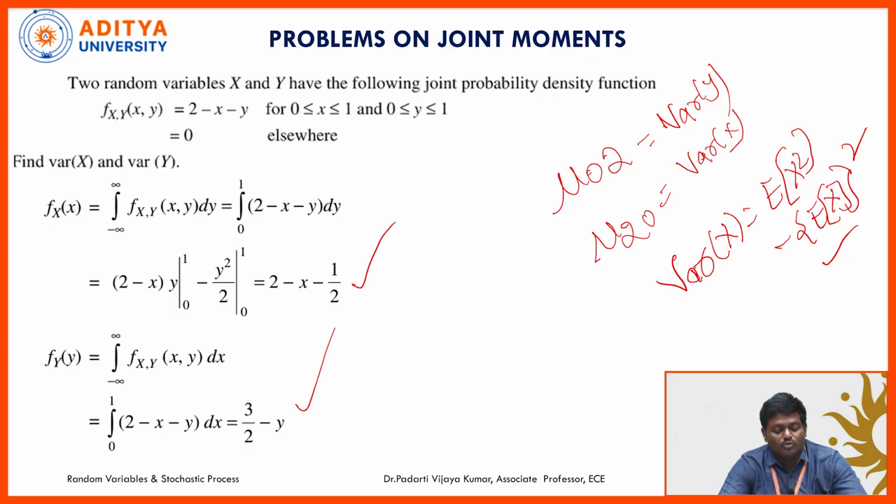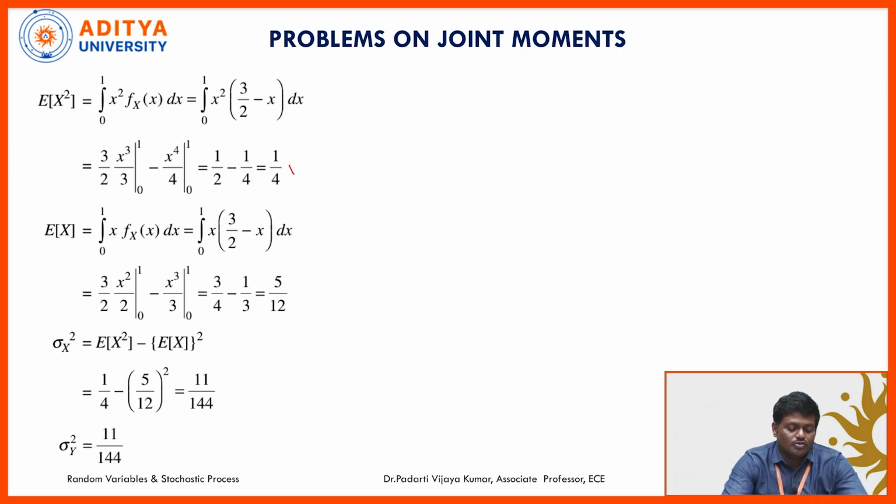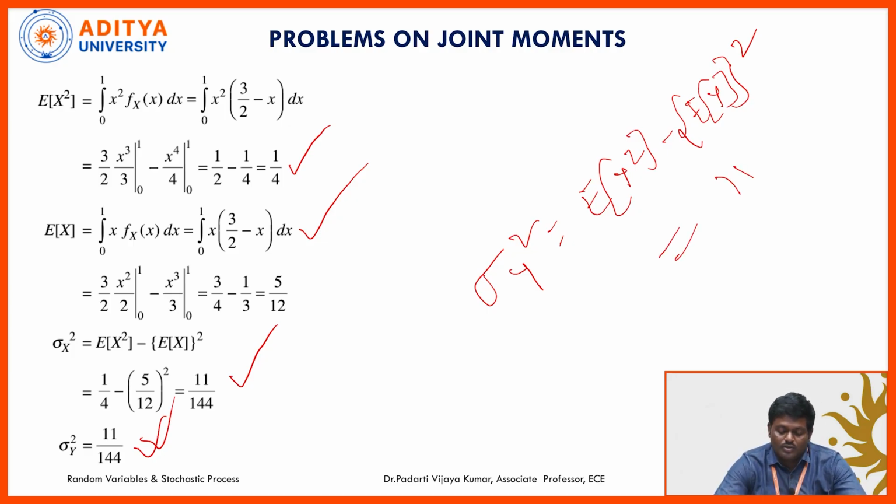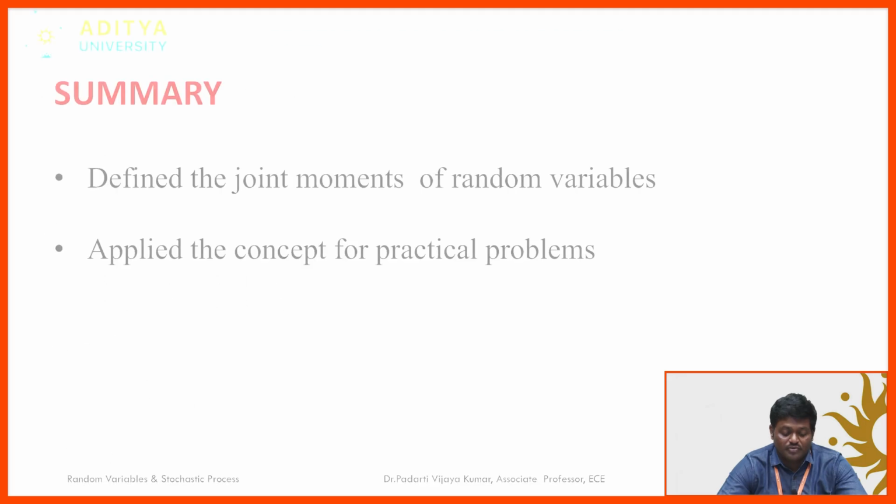Doing the integration with respect to y for the given limits, we will get 2 minus x minus 1 by 2. To get the marginal density function of y, doing the integration with respect to x, we will get 3 by 2 minus y. So, expectation of x square is the mean square value, expectation of x is the mean value, and sigma x is already derived in the previous slide. This is the variance we will get. In a similar manner, the variance of y also can be computed. The variance of y is equal to expectation of y square minus expectation of y whole square. In a similar manner, if you compute, you will get the same answer, 11 by 144.